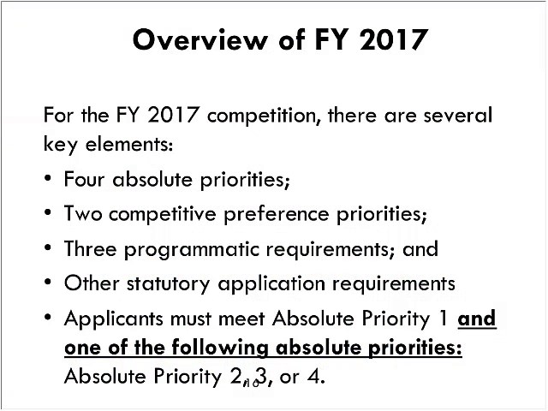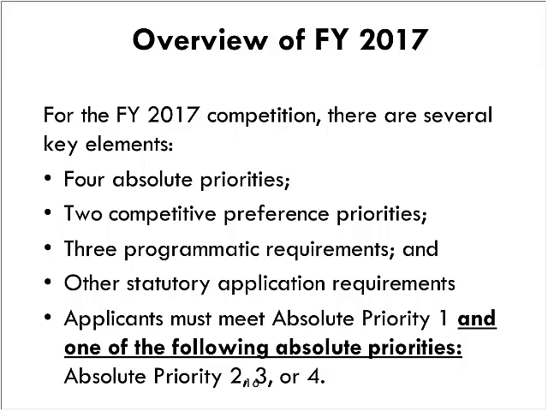All right. So just to give you a really brief overview of the FY 2017 competition, there are several key elements. This time around we have 4 absolute priorities, 2 competitive preference priorities, 3 programmatic requirements, and then additional statutory application requirements. It's important to note that a lot of the statutory application requirements are also addressed in the absolute priorities, the competitive preference priorities, and the programmatic requirements, but we list them separately so that you can see how they're written in statute.